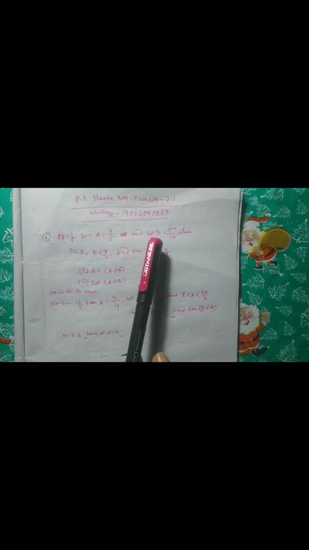In R.D. Sharma exercise 7.1, question number 1 is: if sin A is 4 by 5 and cos B is 5 by 13, where A and B are both greater than 0 and smaller than 90, find the value of sin(A+B) and cos(A+B).